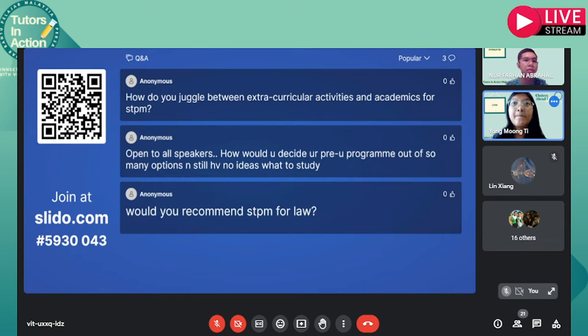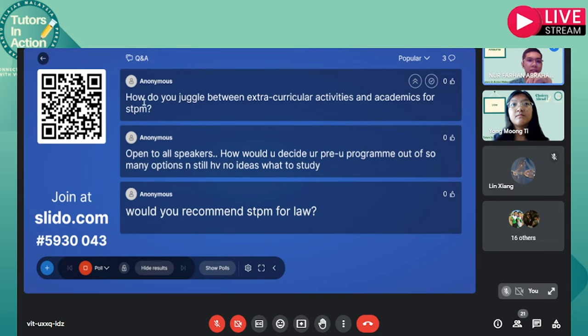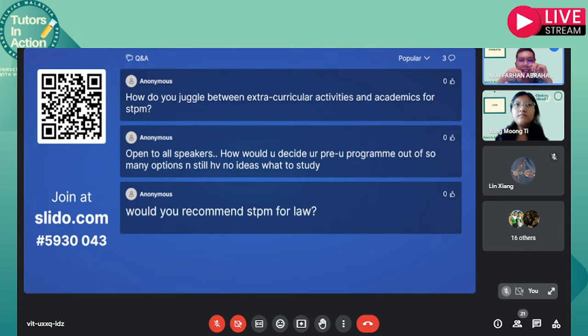Okay, we have another two questions for STPM. The next one would be, how do you juggle between extra co-curricular activities and academics for STPM? Ooh, that is a good question. I would say, yes, extracurricular activities is important, but for my school, especially, the teachers are pretty understanding. They know that academics is the bulk of your STPM results. So usually, yes, you have to have extracurricular activities. You're required to plan projects, meetings, and all that. But usually during the time period when it's nearing exams, the teachers are really understanding and they will let you focus on your studies. So I think that is great for students.